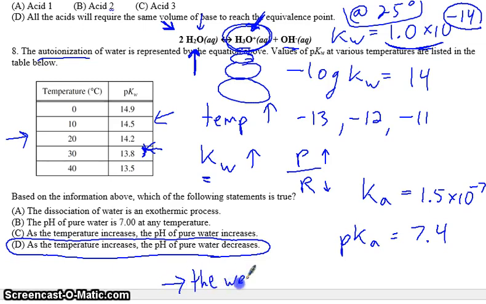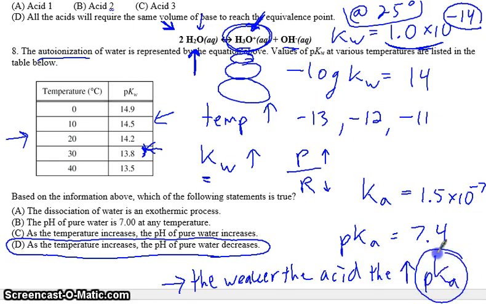The weaker the acid, the higher the pKa. So an acid with a high pKa will be very weak. An acid with a low pKa will be very strong. All right, hopefully this sort of makes sense. Think through it, go through it, and we will answer questions in class.